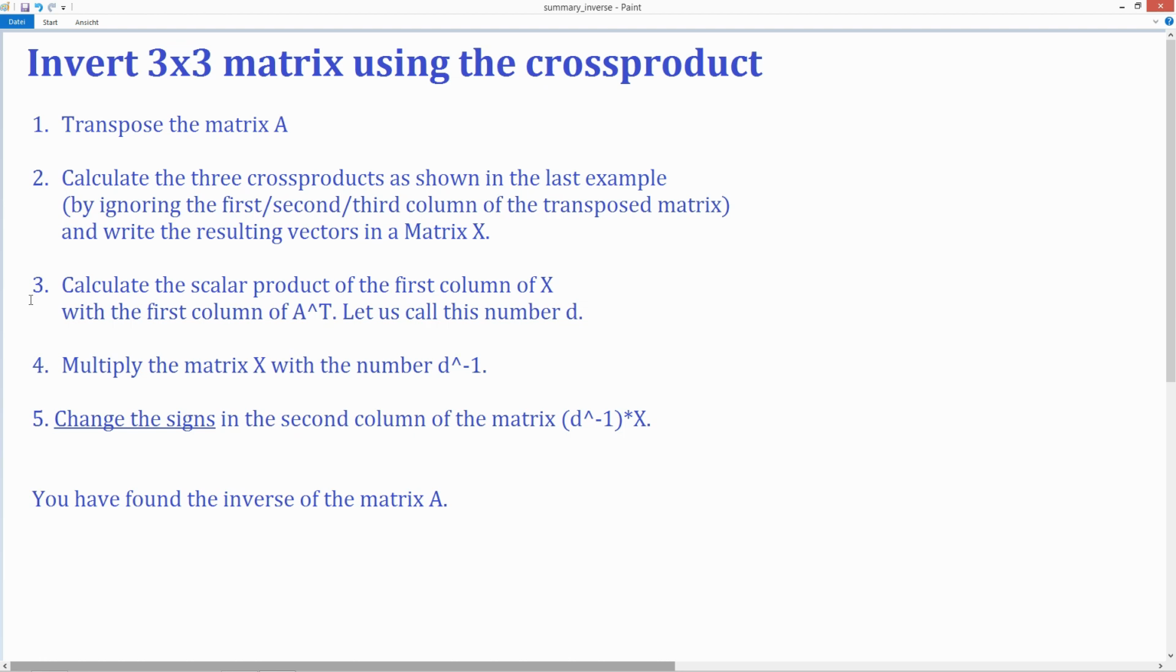The third step is to calculate the scalar product of the first column of X with the first column of the transposed matrix. Let us call this number D. The fourth step is to multiply the matrix X with the inverse of D. Fifth step is to change the signs in the second column of this matrix here. Don't forget this step. Now you have found the inverse of the matrix A.